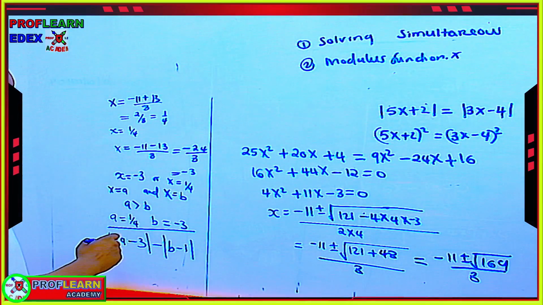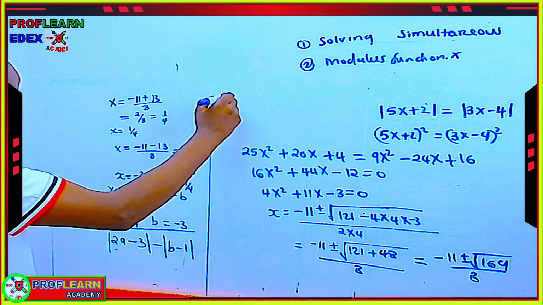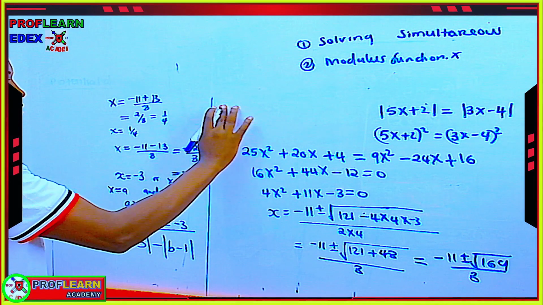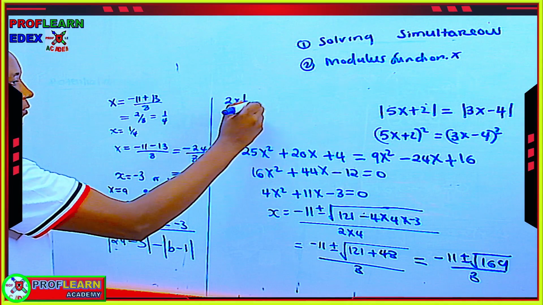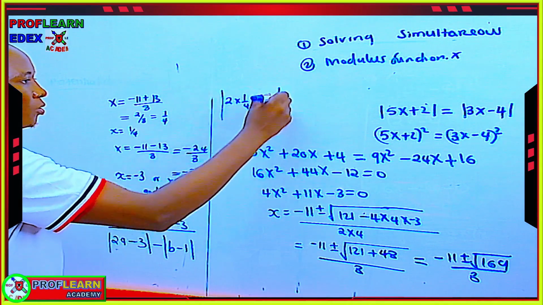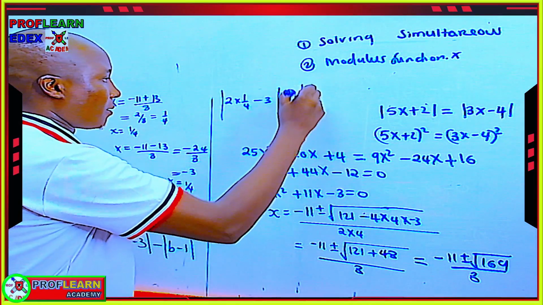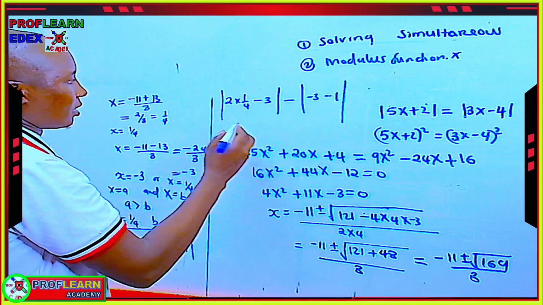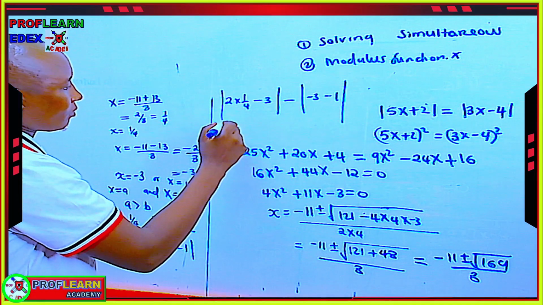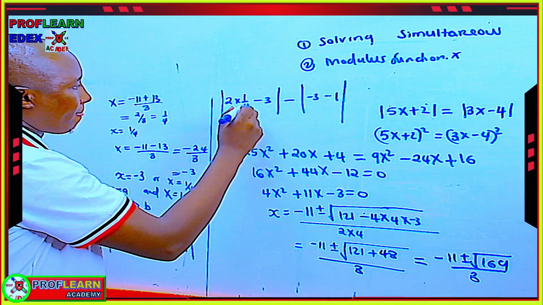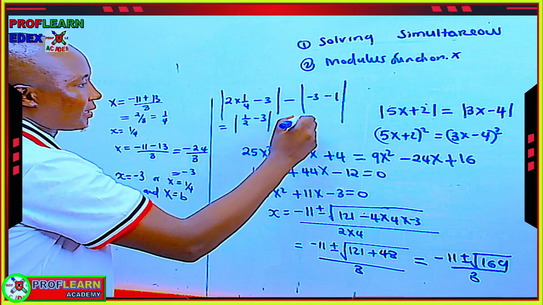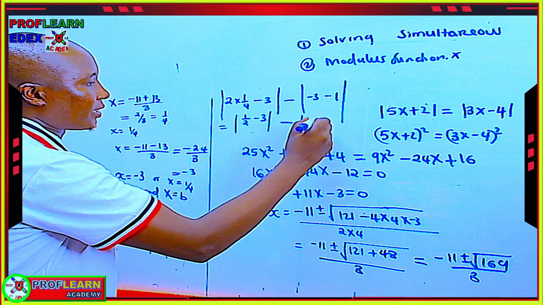You see, we have said our a is 1 over 4. So it means it's going to be 2 times 1 over 4 minus 3 modulus minus b. Our b is minus 3, minus 1 modulus. So this is going to be modulus of 1 over 2, quite interesting, minus 3, minus modulus of negative 4.